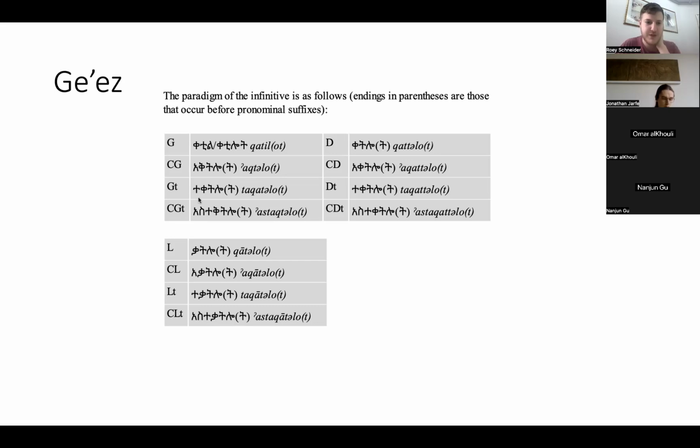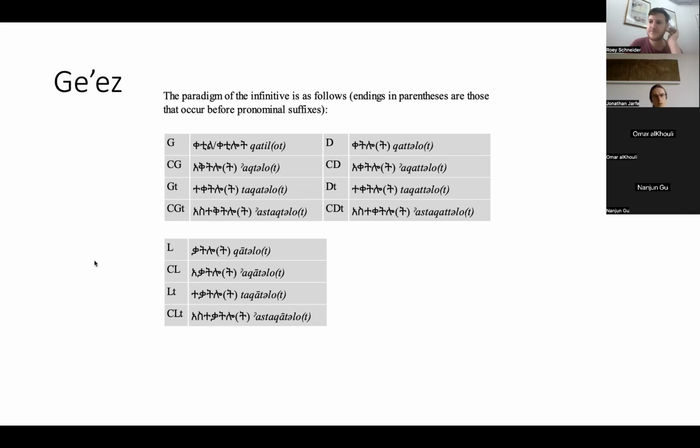I haven't really mentioned the different stems today, but I have before. So there is the G stem, and just like in Akkadian, there's a C stem based on it, a T stem based on it, and a CT stem based on it. So a causative, a reflexive, and a causative reflexive. And then exactly the same for the D stems and for the L stems. So each of the basic stems has its own causative, reflexive, and causative reflexive.